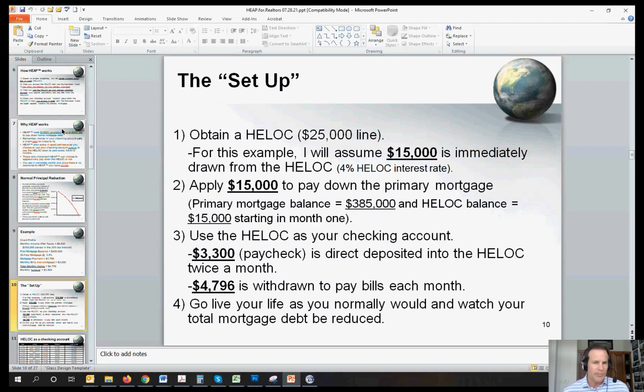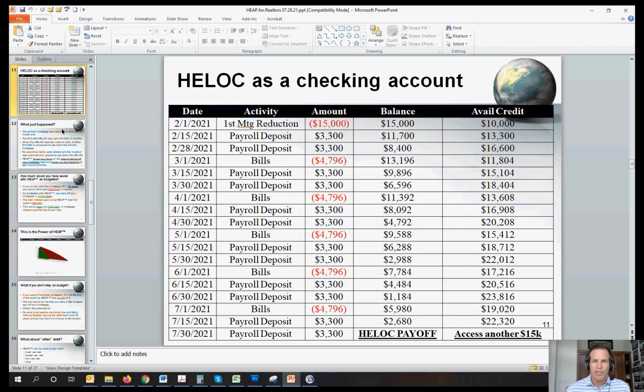So now I've got my paycheck of $3,300 twice a month. I'm going to put it towards my HELOC. At the end of the month, I'm going to pay my other bills. I'm going to do this every month, and then we get a chart that looks just like this. So I've got my $15,000 balance there in the top center, and as you can see, I'm going to start to pay it off, $3,300, $3,300. Then I pay my bills. So I go from $8,400 back up to $13,000 and change. I deposit my check, I deposit my check.